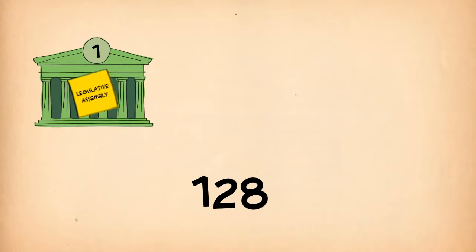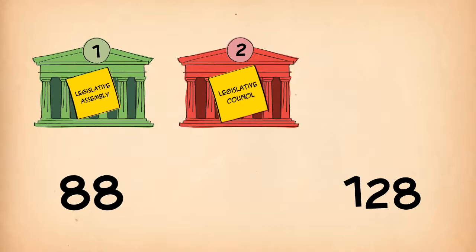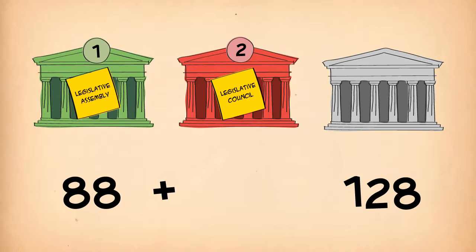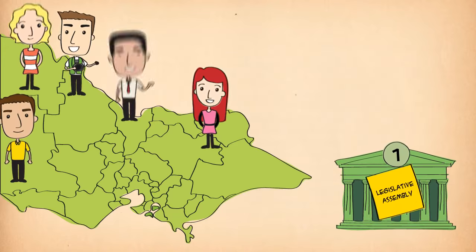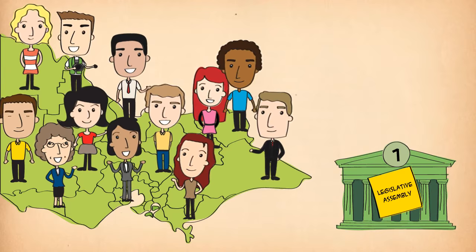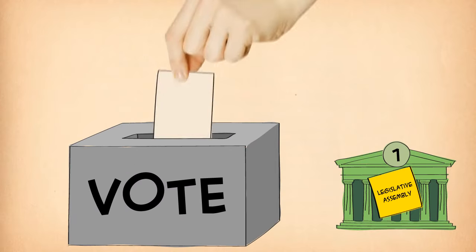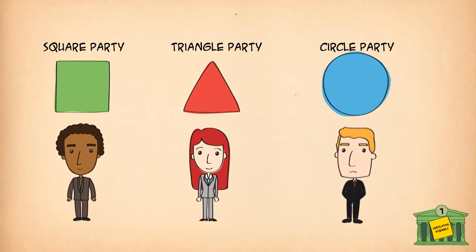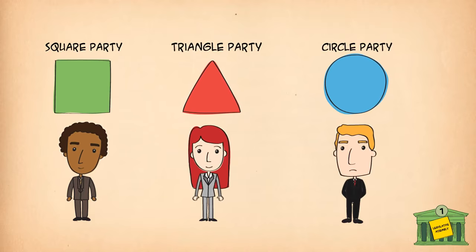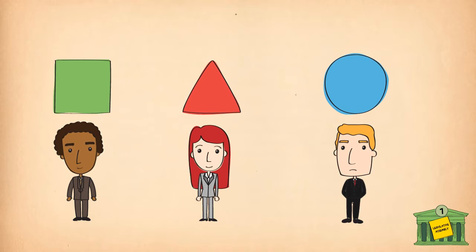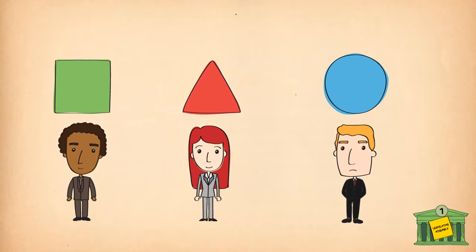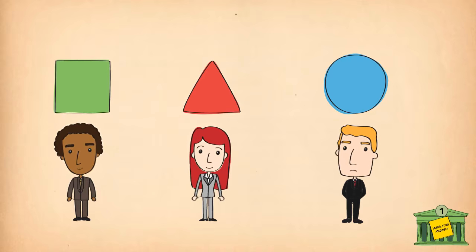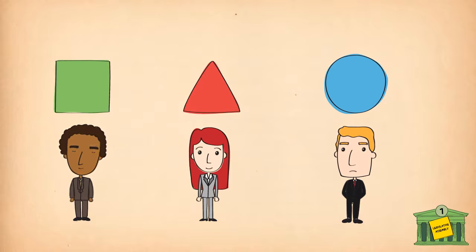There are 128 members of Parliament, 88 members in the Legislative Assembly, and 40 members in the Legislative Council. Each Assembly member represents one district, known as an electorate. On election day, you vote for a candidate in the electorate you live in. Candidates can belong to political parties or be independent. The voting system used for the Legislative Assembly is preferential voting. This system means most members are elected from the main parties.